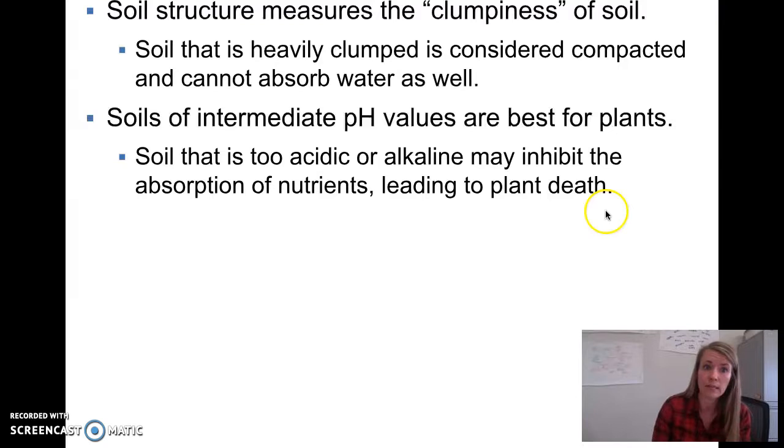And lastly, we'll talk about the pH of soils. I'm sure you would have guessed this knowing what you know about pH, but soils with intermediate pH are best for plants, right around 7, which is the pH of water. Soil that's too acidic or too alkaline, meaning basic, may inhibit the absorption of nutrients, leading to plant death. So a really acidic soil would prevent a plant from getting what it needs through its roots, or also with a basic soil.